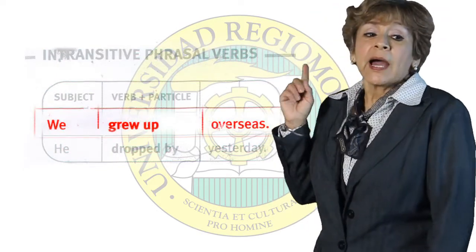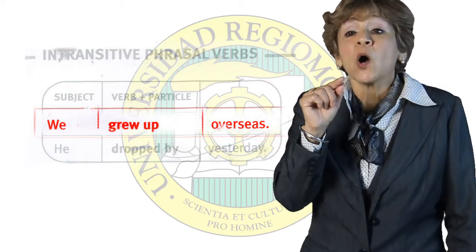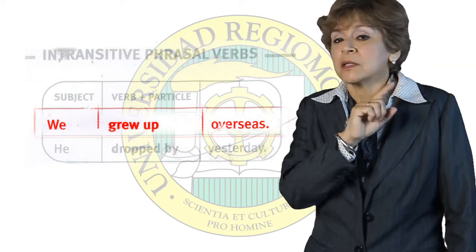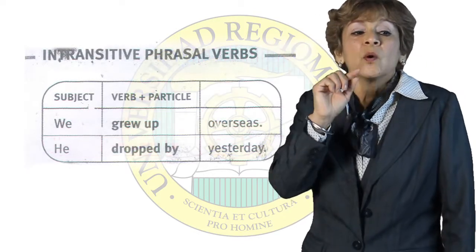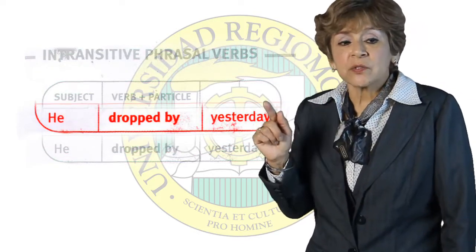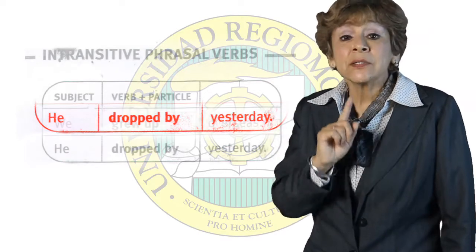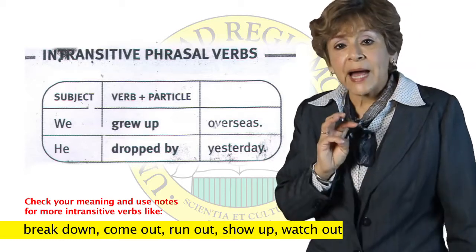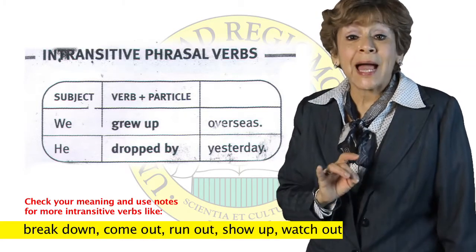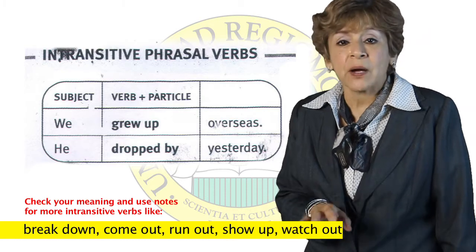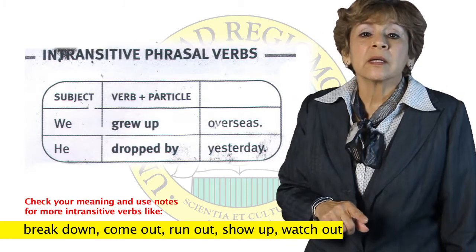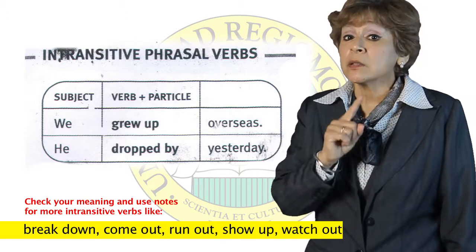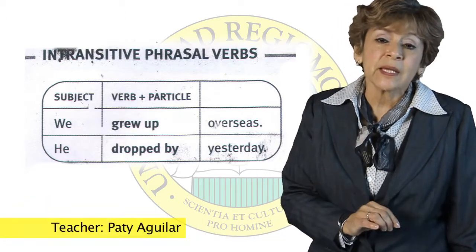In the chart, I have he grew up overseas. Grew up is intransitive, you cannot separate, okay? We dropped by yesterday. Drop by is intransitive. More intransitive verbs are break down, come out, run out, show up, watch out. So remember, check it in the list of meaning and use notes so you cannot have a mistake in exams and get a better grade.